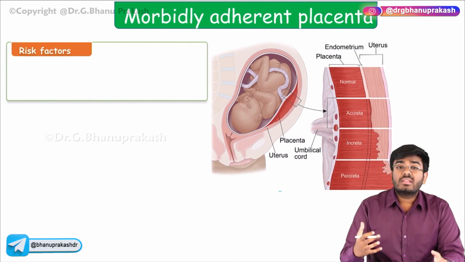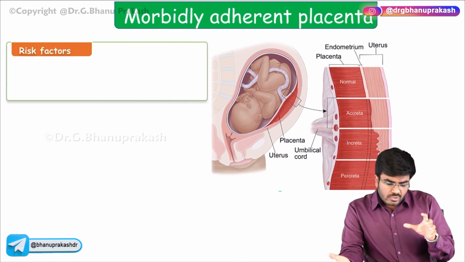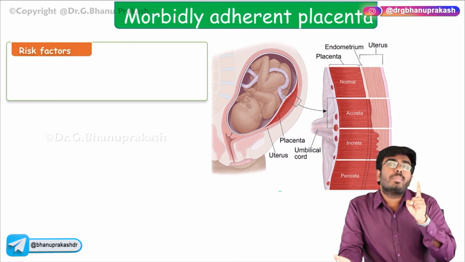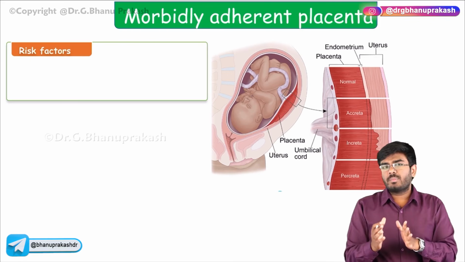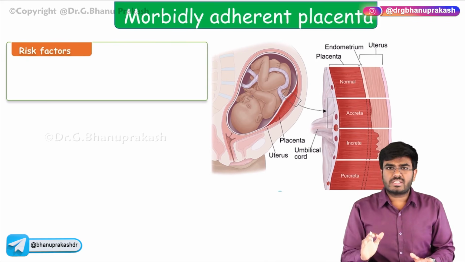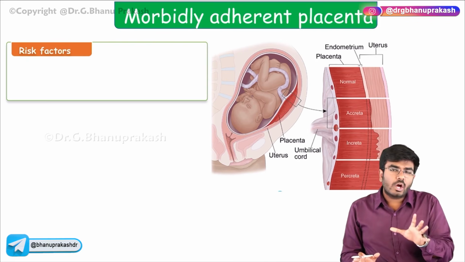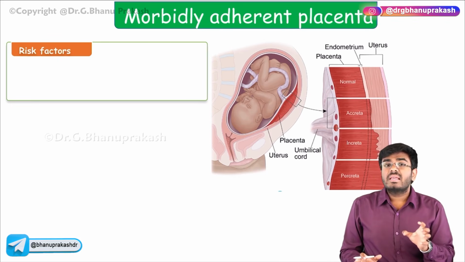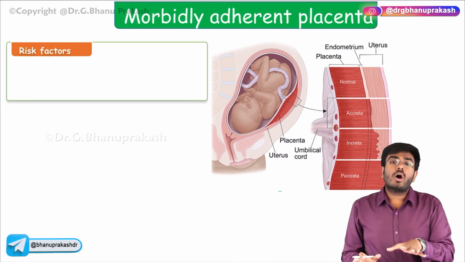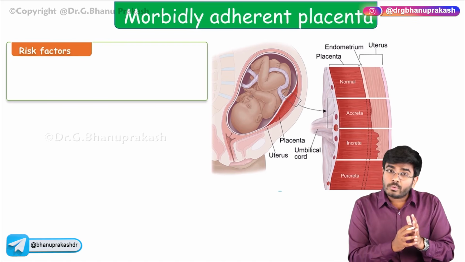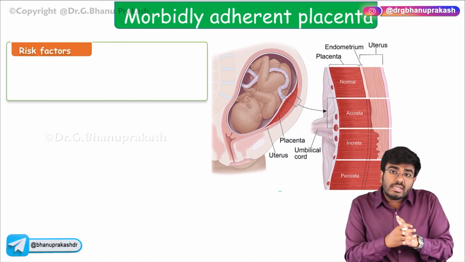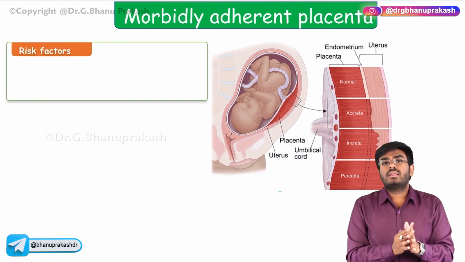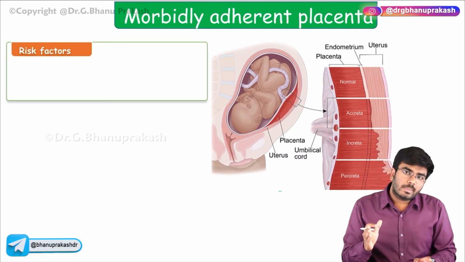Now, what are the risk factors? A very, very important point: this kind of morbid adherent placenta is seen in a condition known as placenta previa. If there is placenta previa, we know that it will cause antepartum hemorrhage. That's a totally different thing. But these low-lying placentas, these placenta previas, sometimes end up as morbid adherent placentas. Placenta in the lower uterine segment can go too deep into the myometrium. Their placental villi can sometimes even reach up to the perimetrium. That can cause morbid adherent placentas.